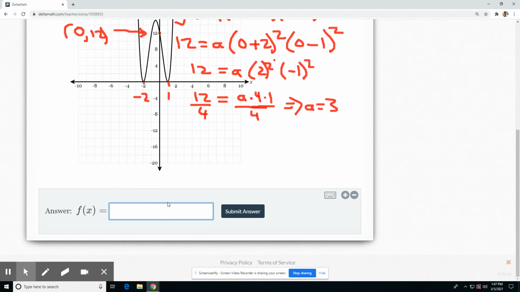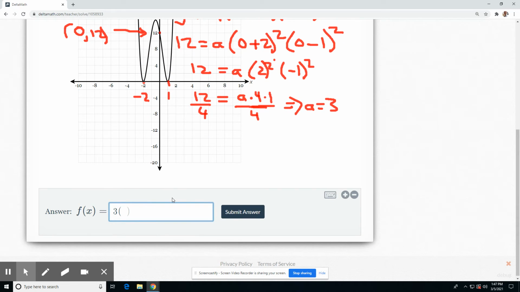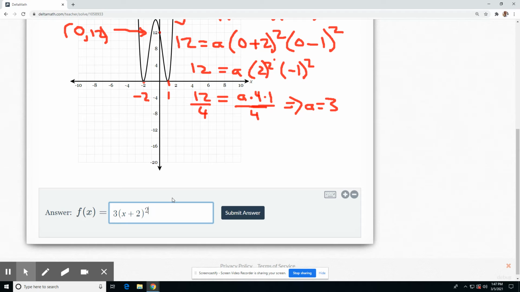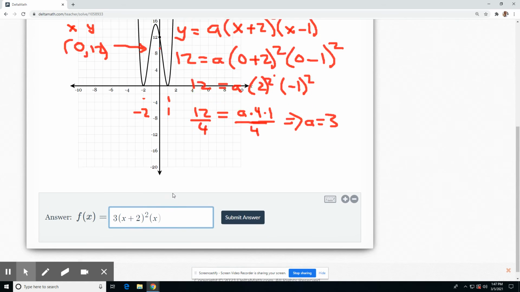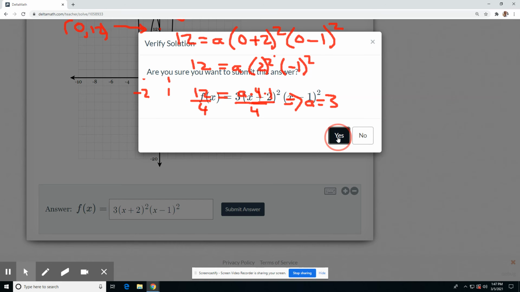Y equals f of x equals, that's fine. So a is 3, parenthesis, x plus 2, quantity squared, times x minus 1, quantity squared. It shouldn't make me say that's multiply, but we'll see. Got it.